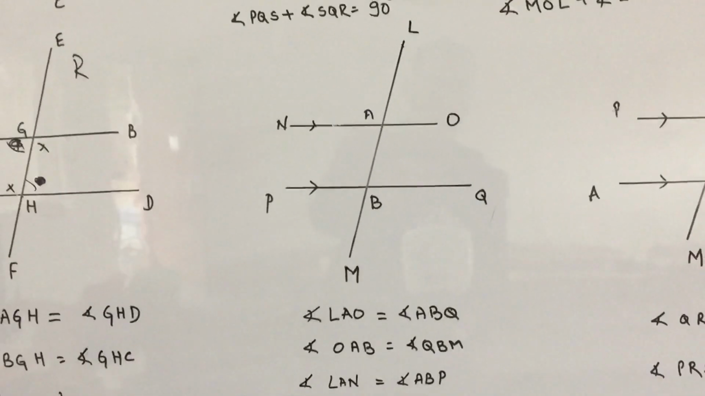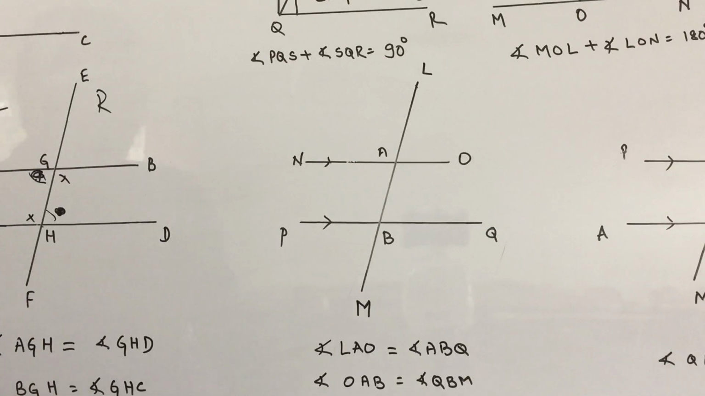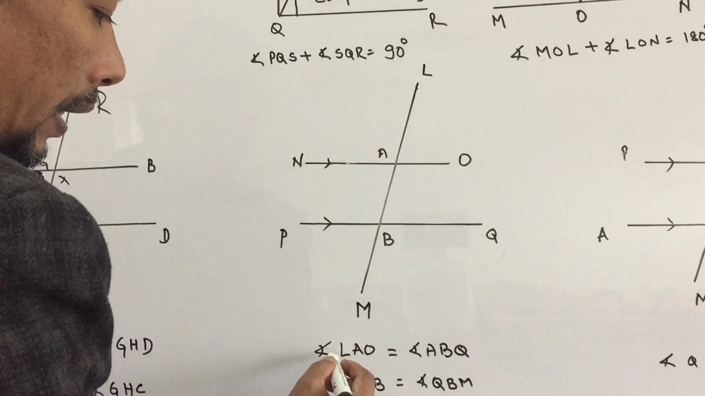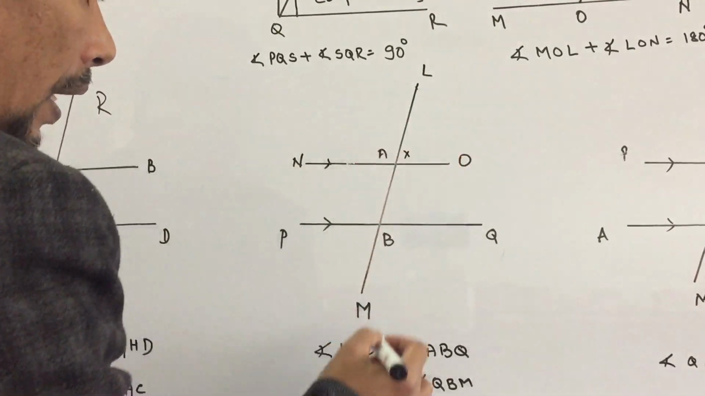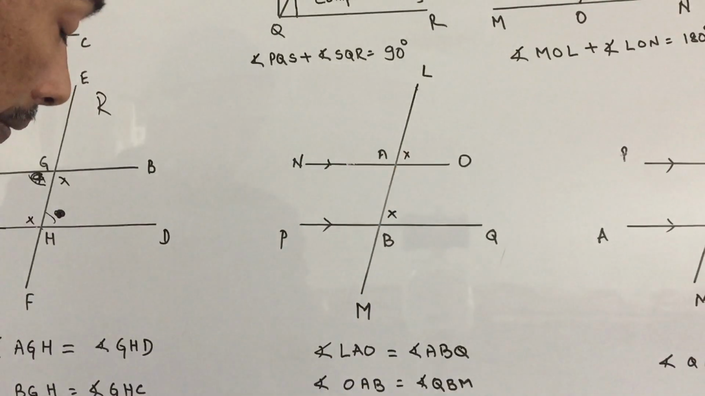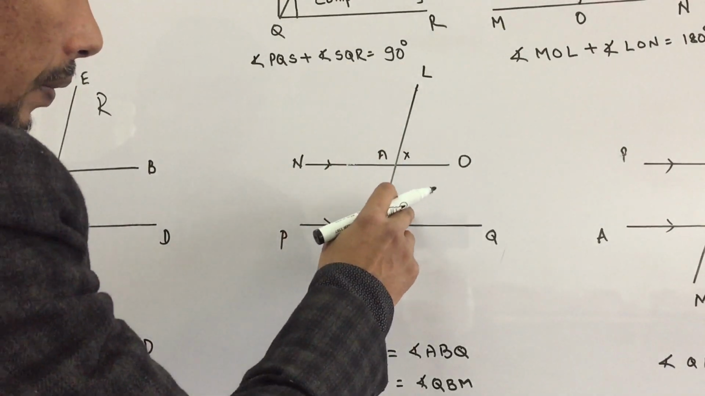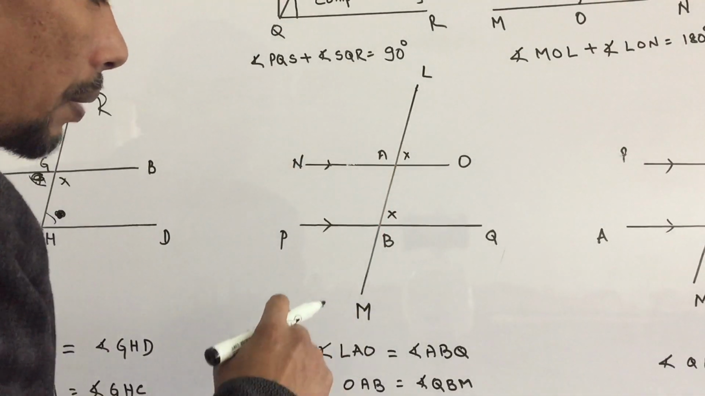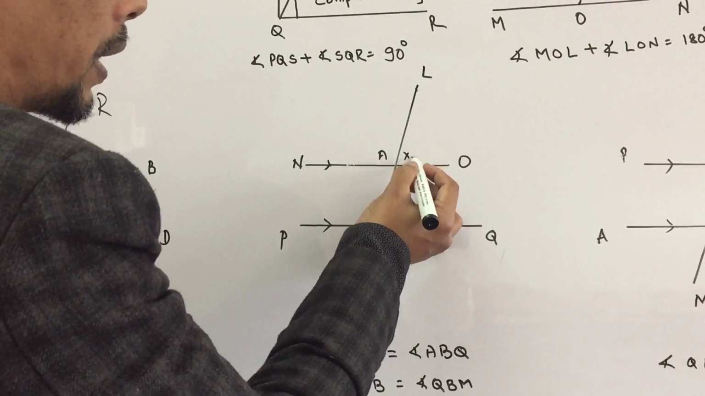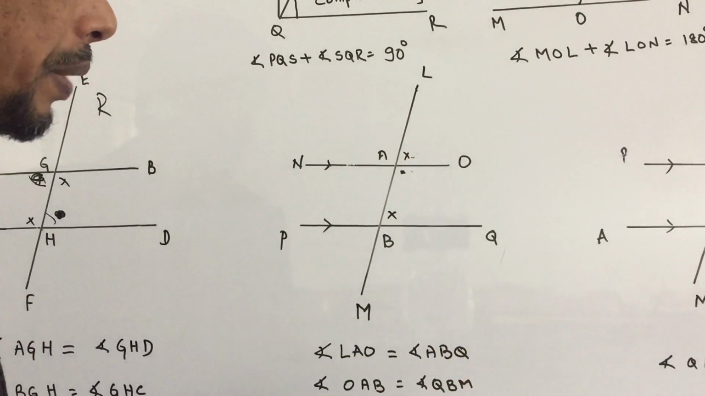I need to go to the figure. Two angles are said to be corresponding angles if one is inside the parallel lines and one is outside. Here LAO, this angle, and ABQ, this angle. These two angles are corresponding angles because this is inside and this is outside. You could say, sir, why not this and this? One is inside, the other is outside, but these two are adjacent. That means corresponding angles should not be adjacent.